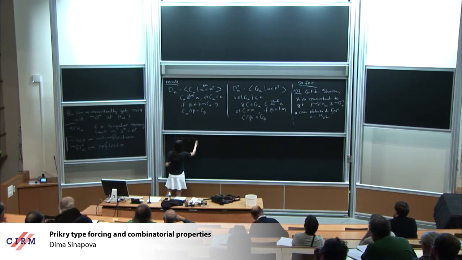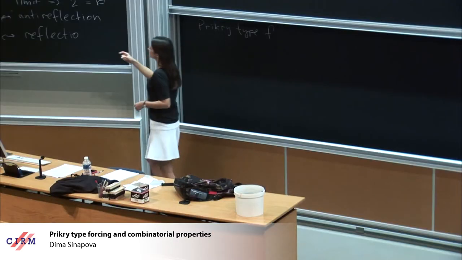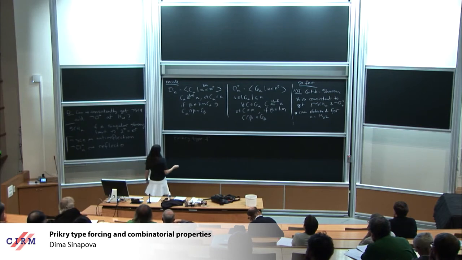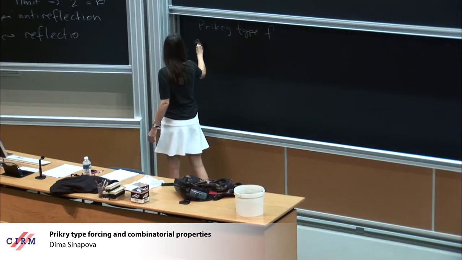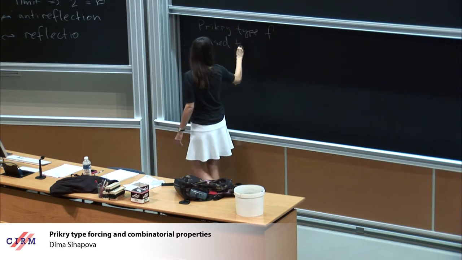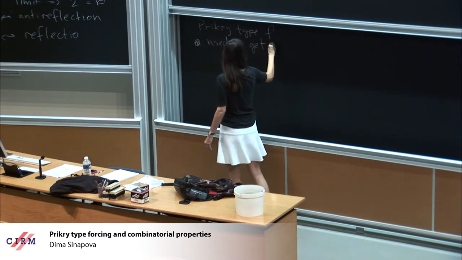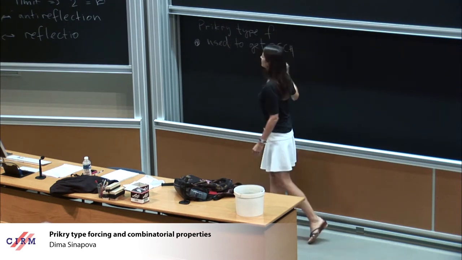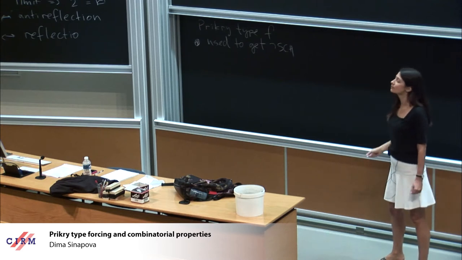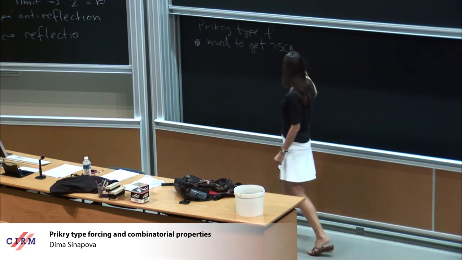Now, why are they relevant in solving this? Well, in general, to get failure of SCH, what one does is force with Prikry. This is like the main point here. They're used to get failure of SCH. So we definitely have to understand them in order to try answering this question.